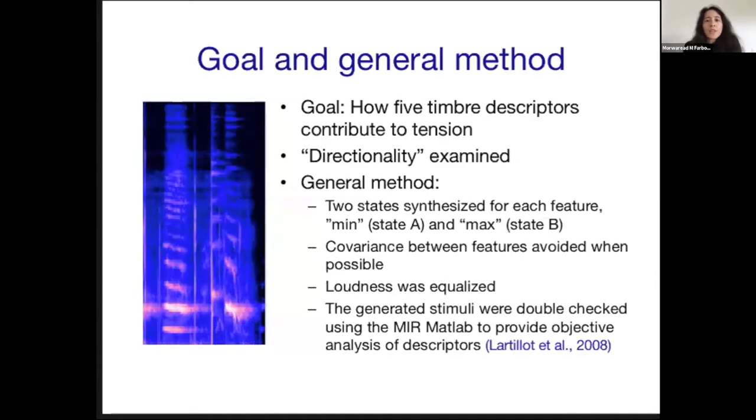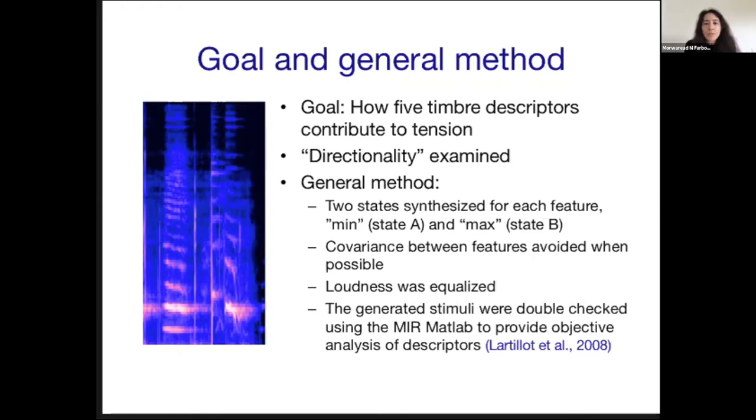So the goal of these two experiments was to systematically examine how changes in these 5 timbre attributes contribute directly to changes in perceived tension. The directionality of attributes was also examined. That is, whether if you increase a particular attribute, it contributes to an increase in tension, or the opposite way around, or if this relationship is not clear.